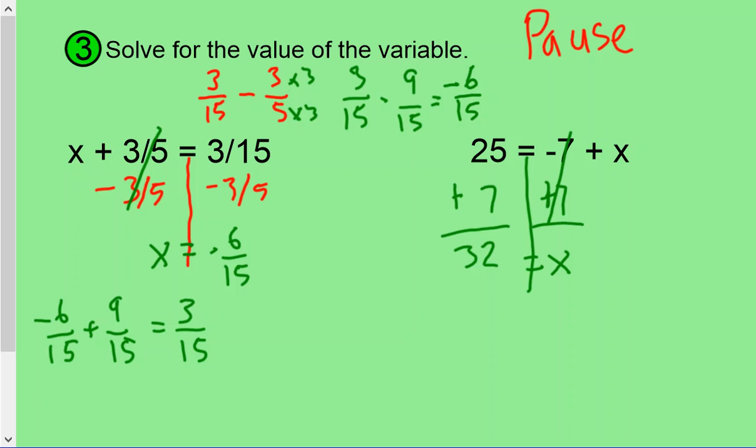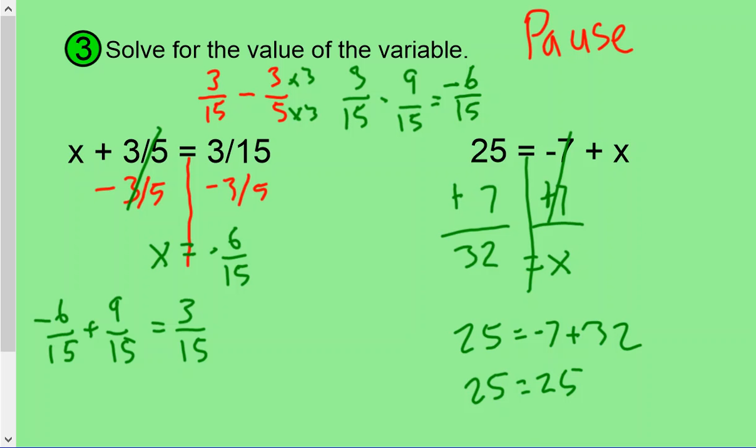Alright, for the second example, we have 25 equals negative 7 plus x. So we have negative 7. We're going to do the inverse operation, so that's plus 7 to both sides. And we end up with 32 equals x. And if we plug that back in, 25 equals negative 7 plus 32. And negative 7 plus 32, or 32 minus 7, and keeping positive because 32 has a larger absolute value, would be 25 equals 25. So our value for x is 32.